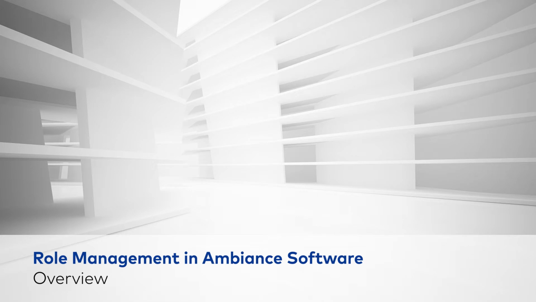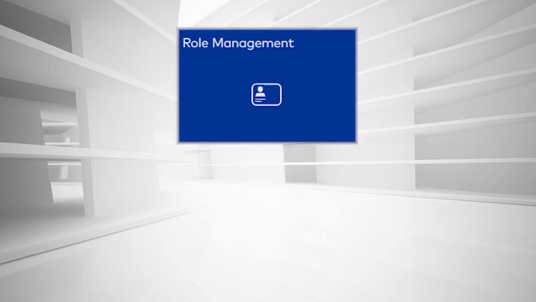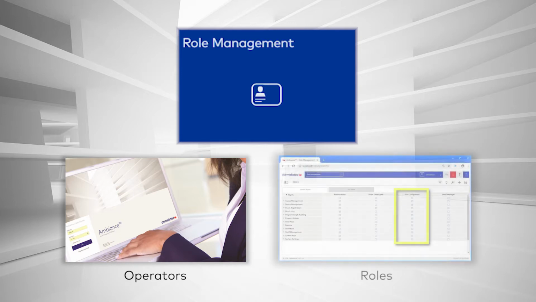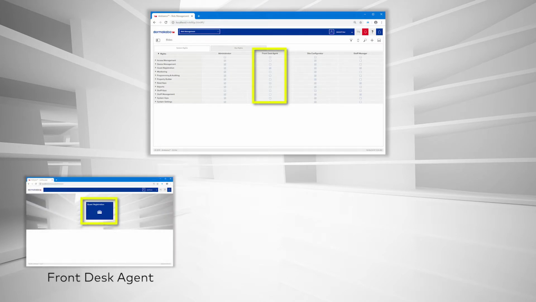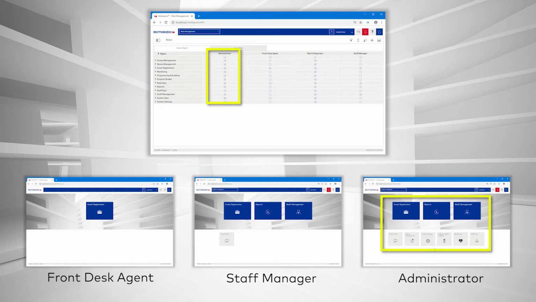Overview. Role Management is the Ambiance module where the roles that are assigned to operators are configured. Operators are staff members that are authorized to log into the Ambiance system, and a role is a grouping of rights assigned to operators. These roles will grant operators access to some or all of the Ambiance features and functions.